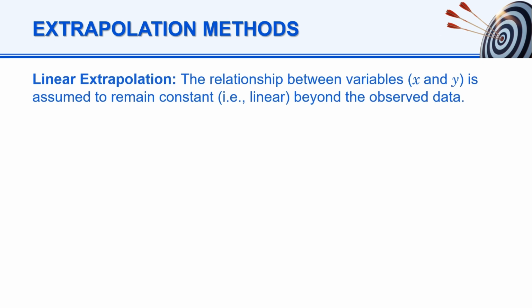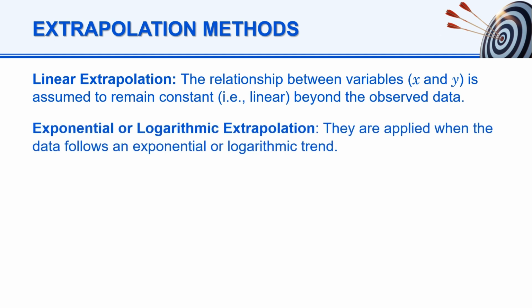Linear extrapolation. The relationship between variables x and y is assumed to remain linear beyond the observed data. Exponential or logarithmic extrapolation. They are applied when the data follows an exponential or logarithmic trend.